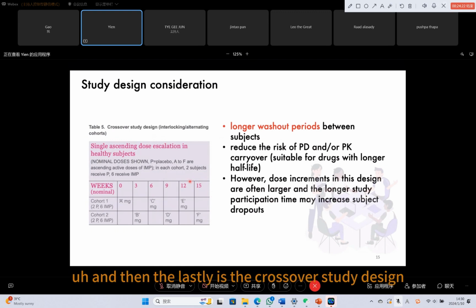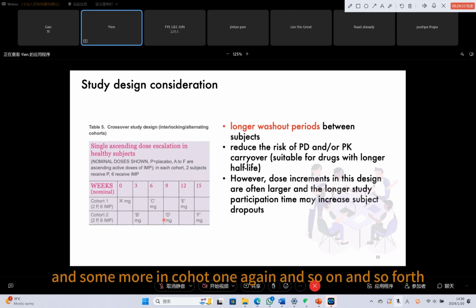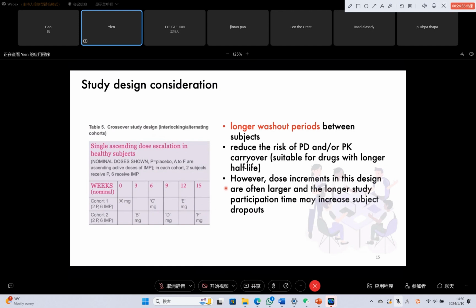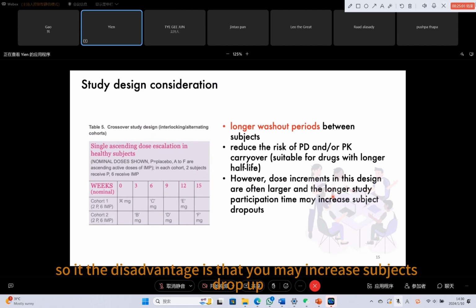And lastly is the crossover study design with interlocking or alternating cohorts, in which you give the drug to cohort 1, then increase the dose in cohort 2, and increase some more in cohort 1 again, and so on and so forth. This study design is usually used for drugs with longer half-life, as you want to increase the washout periods between the subjects and reduce the risk of pharmacodynamic and pharmacokinetic carryover. The increments in this study are often larger, and you need a longer time for this kind of study. The disadvantage is that you may increase subject dropout.